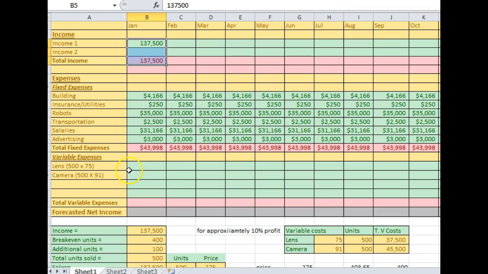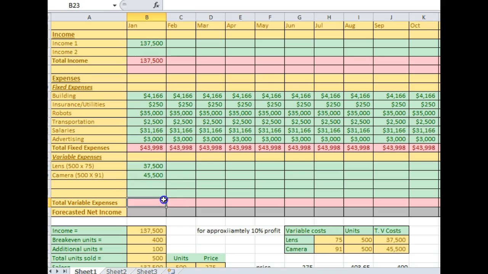Now to find my variable expenses, and let's make that look pretty. So now I have to find my variable expenses. I'm selling 500 lenses and 500 cameras, right? And each one costs 75 and 91. I multiply that out here. So it's going to be 500 times 75. And I've actually done that down here too. And this is going to be 500 times 91. So now we need to make all of these commas so it's not aggravating.